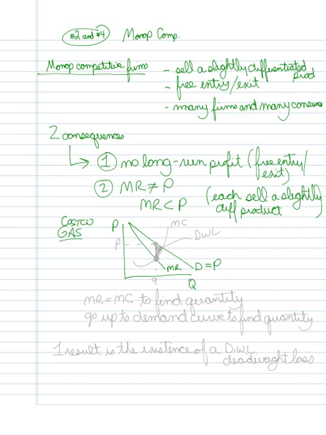Now, it's not exactly twice as steep, but it is steeper. The marginal cost is upward sloping, and I still set marginal revenue equal to marginal cost to find the quantity. So MR equals MC gives me the quantity, and then I go up to the demand curve to find the price.